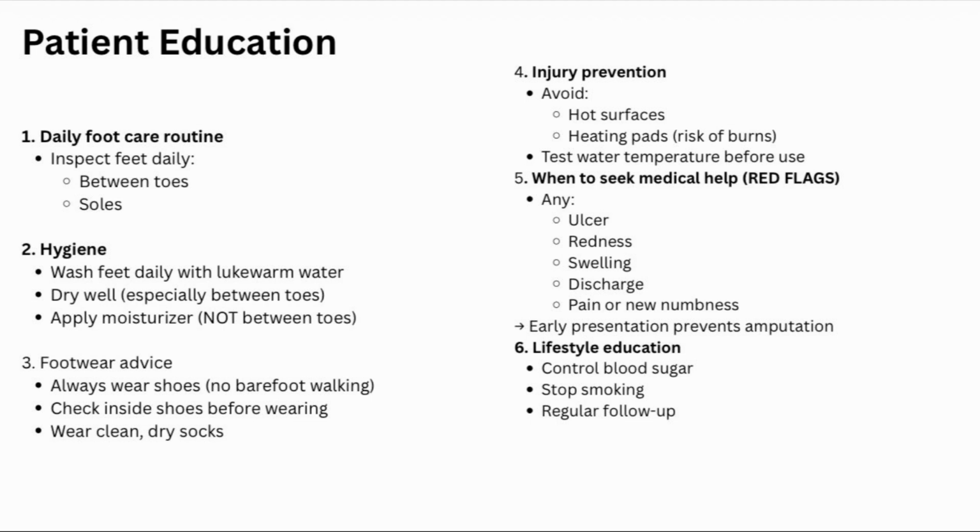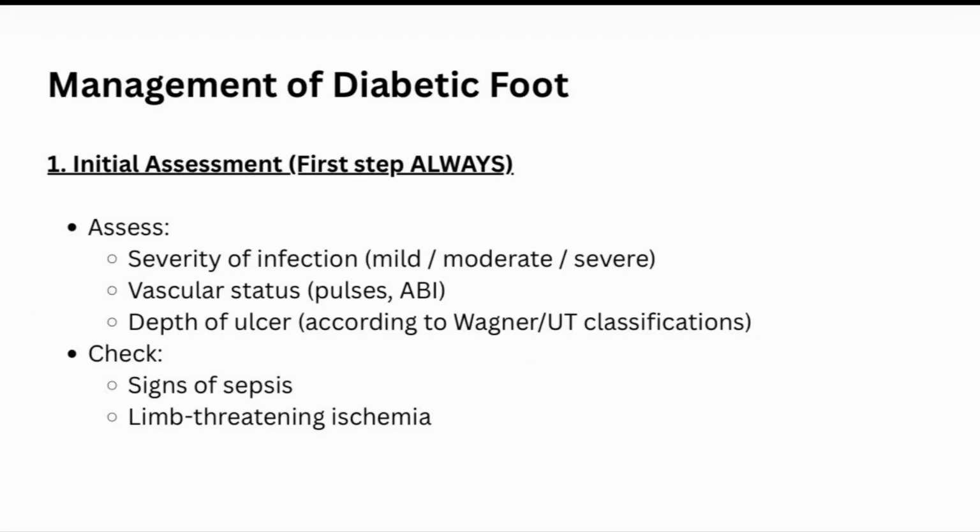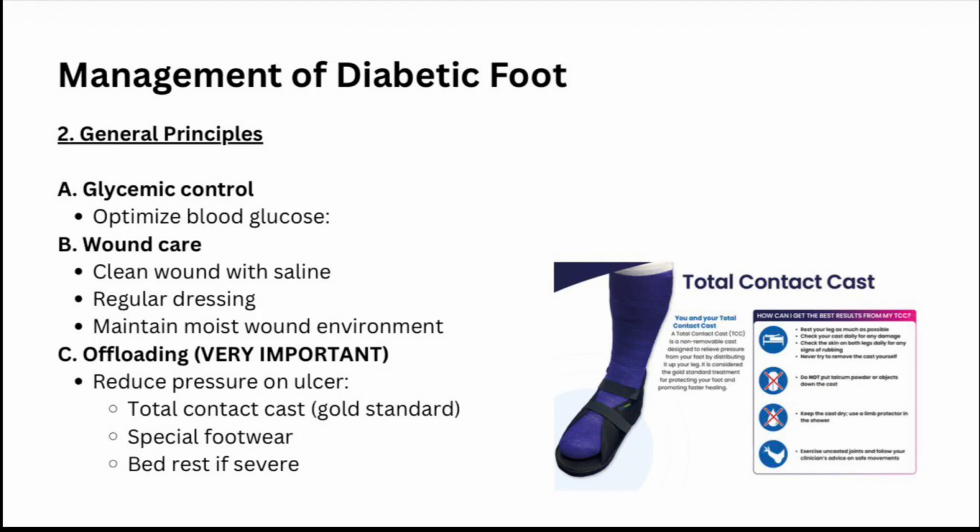Patients must seek medical attention early if they notice ulcers, redness, swelling, discharge, or new pain or numbness. Finally, lifestyle modification is important, including good glycemic control, smoking cessation, and regular follow-up. Management starts with proper assessment. We assess the severity of infection, vascular status using pulses and ABI, and the depth of the ulcer using classification systems. We must also check for signs of sepsis and limb-threatening ischemia.